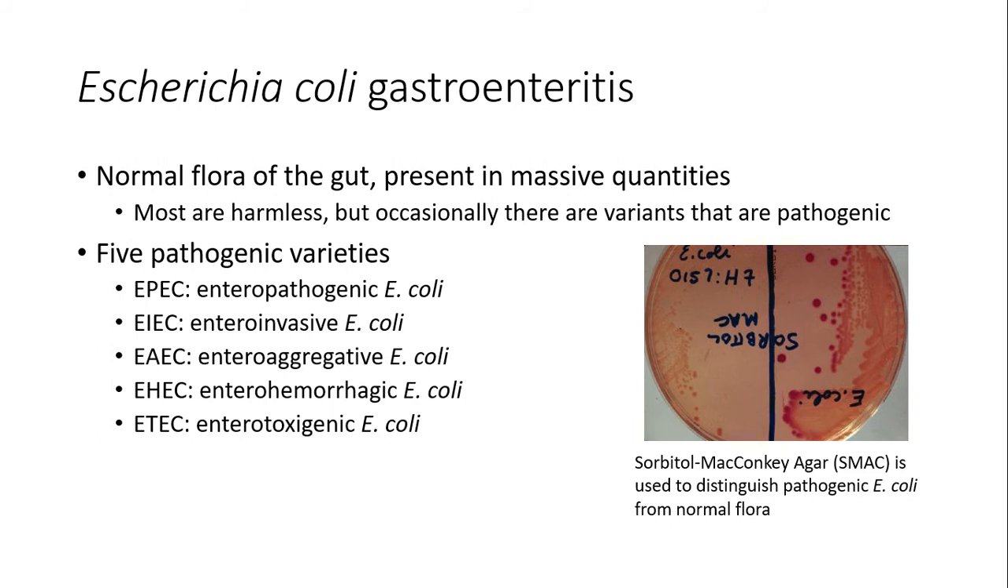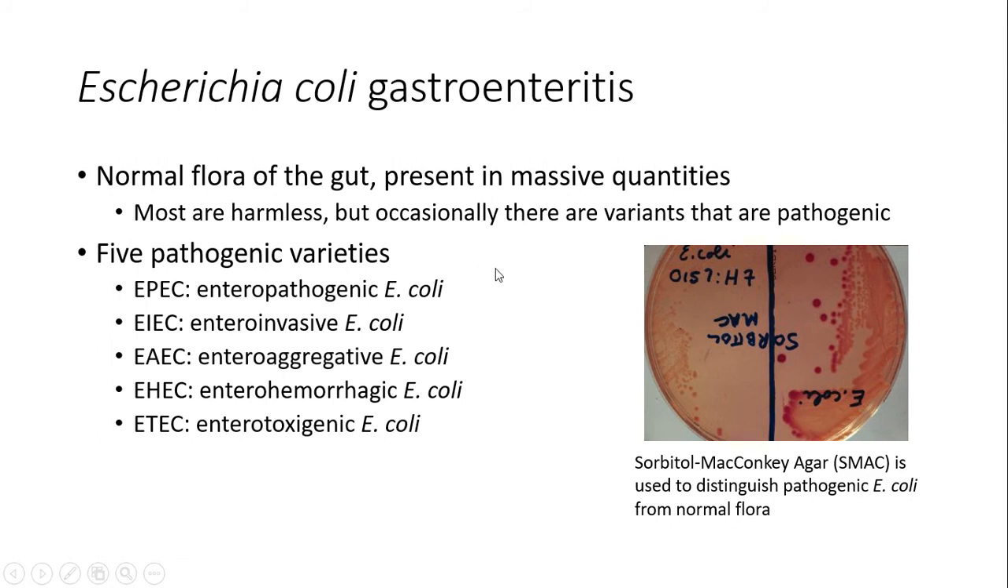And so for that, we use a special kind of media. We've worked with McConkey agar in lab. This one is called sorbitol McConkey agar, or SMAC. So it's a little bit different, because it's going to, much like the McConkey plate, only gram negatives can grow on this. And we can differentiate regular run-of-the-mill E. coli that's found in your intestine based on its ability to ferment sorbitol. And then E. coli O157:H7, for example, will not appear pink. And so that's how you would tell the difference.